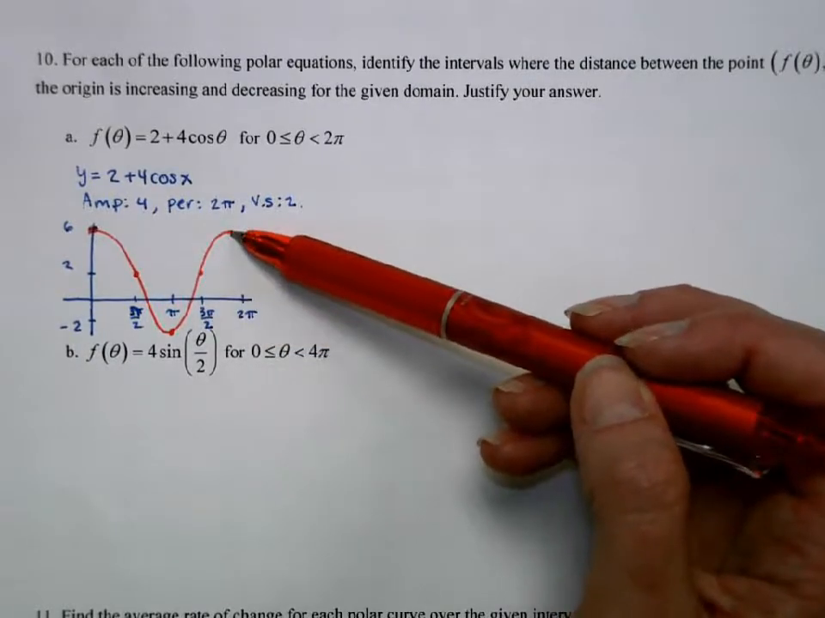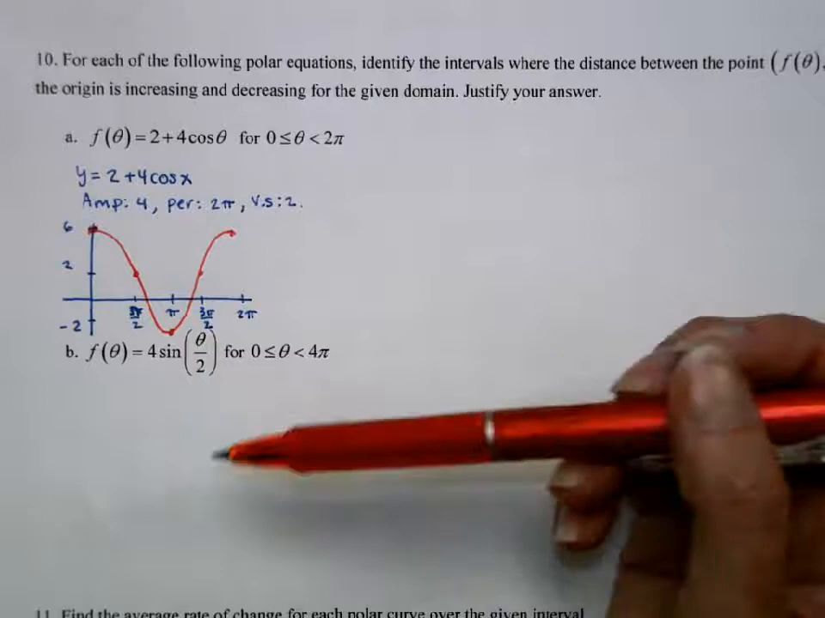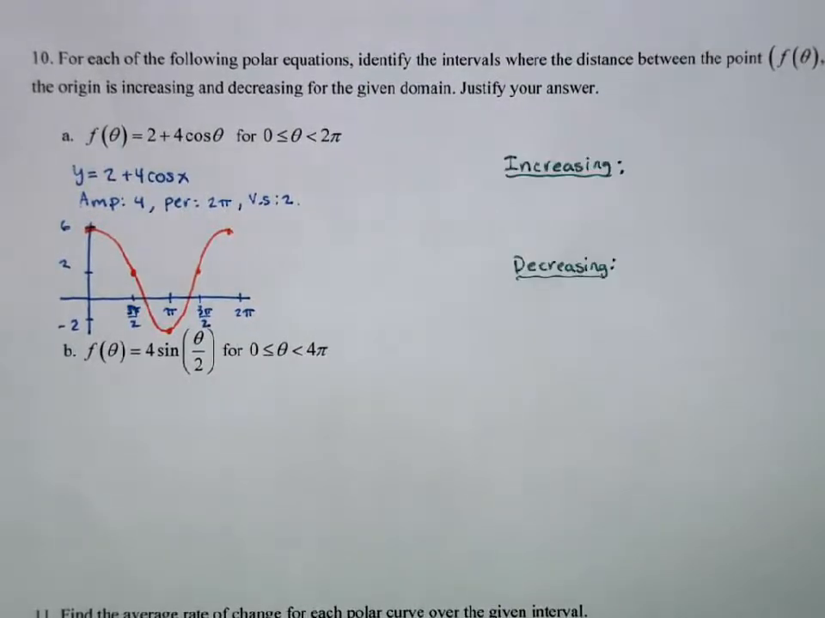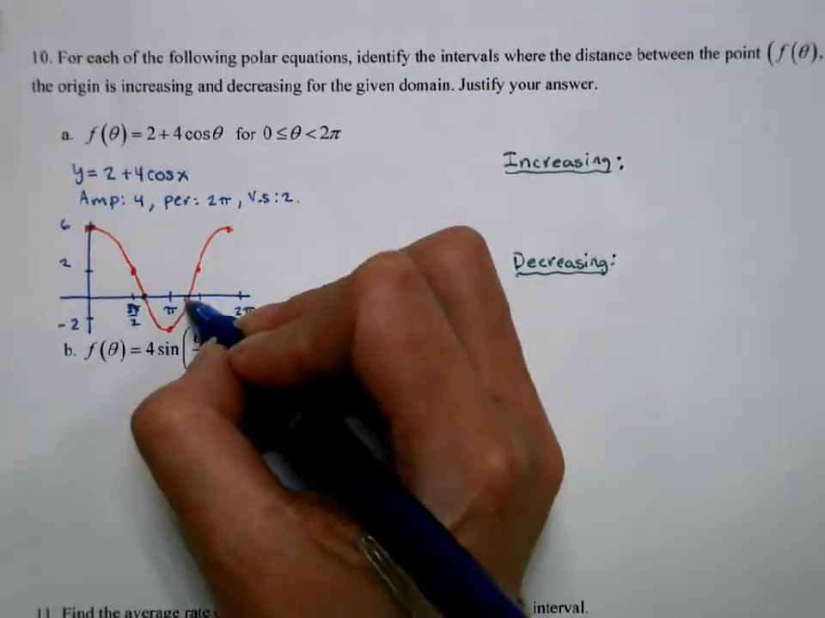Okay, so I walked through all that. Let's label all these. First, I need to find this location and this location. So what I want to do is set this equal to 0 and solve to figure out where it's crossing the x-axis.